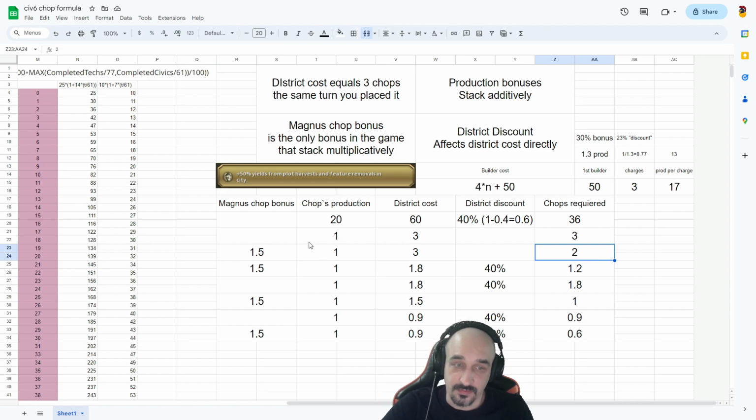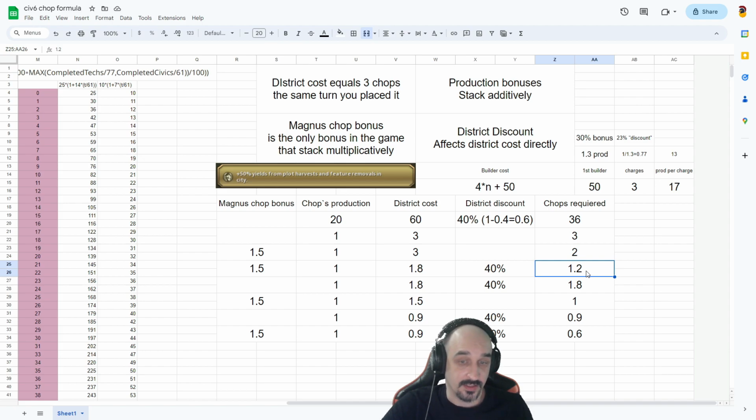But what does district discount do? It reduces district price by 40%. So now it costs not 3 but 1.8 chops. Like here. And anywhere on the map, anywhere in your city, if a district is discounted, it's less than 2 chops. And this 0.2 chop will be preserved for future usage. Right? If you do it in the Magnus district with 1.5 production bonus, it will be 1.2 chops. So with 2 chops, you can finish a district and the first building in it, like a market, for example. And it's usually a market. It gives you better tempo.